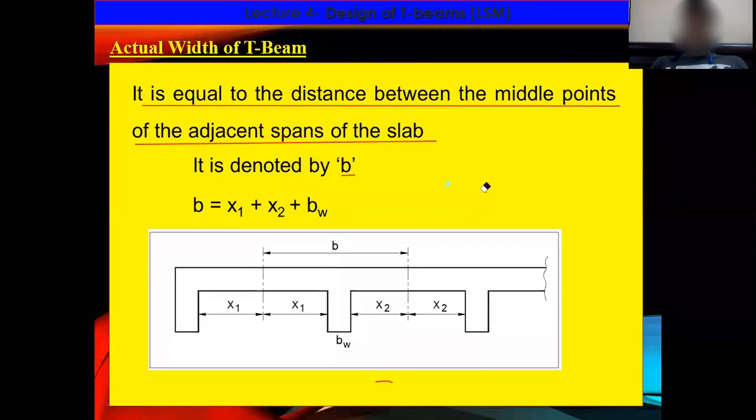For general purposes, the total width, the distance between the middle points of the adjacent spans, we generally consider as half of span plus half of the span. So this total we call B. Therefore, B is equal to what? X1 plus BW plus X2. That we call the width of the flange of the T section.